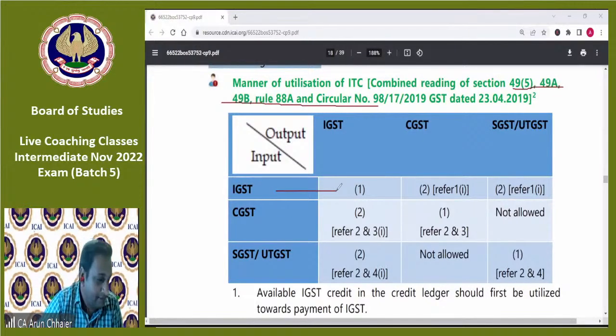IGST. Self-assess means GSTR-3B or IFF, I guess maybe. No, Karthik, only 3B. IFF is only for the outward tax liability, outward supplies, and ITC is the inward transaction. You cannot take the ITC through IFF. IFF is my outward supplies, and ITC is my inward supply, which I am reporting in 3B. So only GSTR-3B.